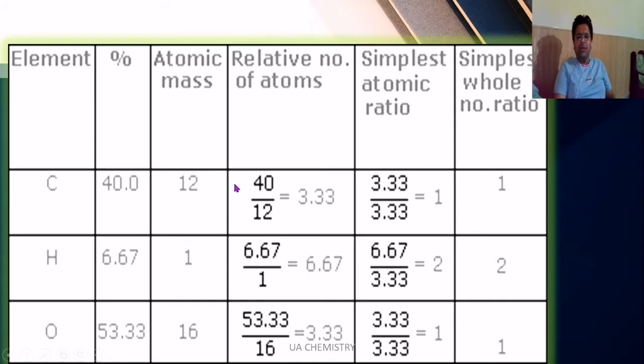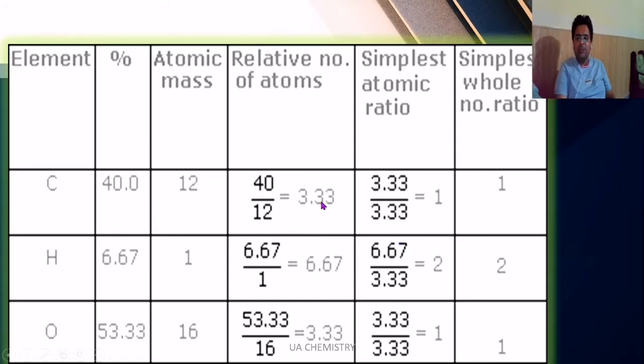Now we have to calculate the moles. How are moles calculated? Percentage divided by atomic mass. These are the number of moles. How can we calculate the atomic ratio? Atomic ratio is calculated by dividing the number of moles by the least value.